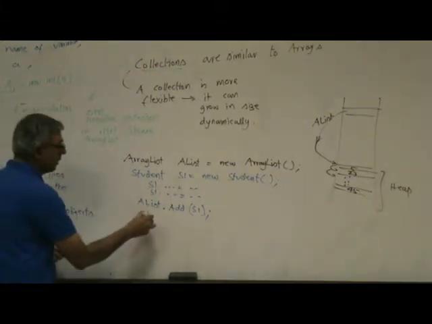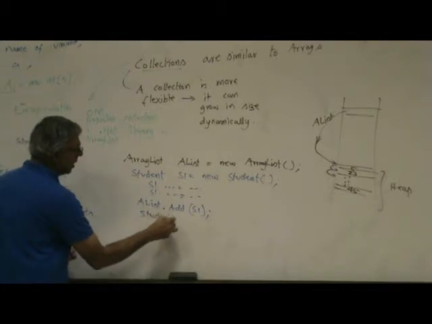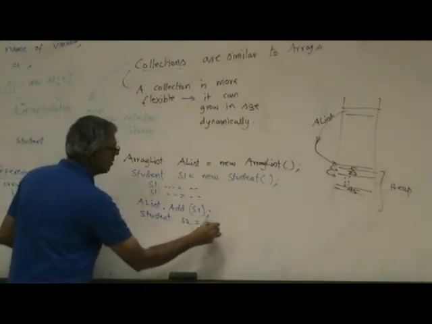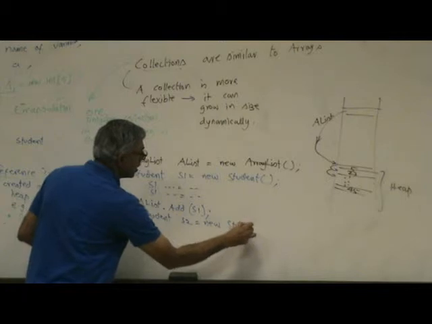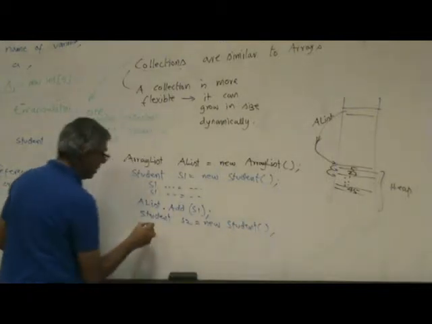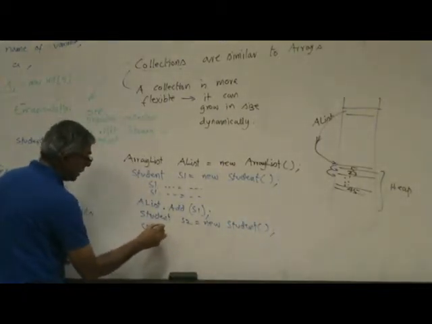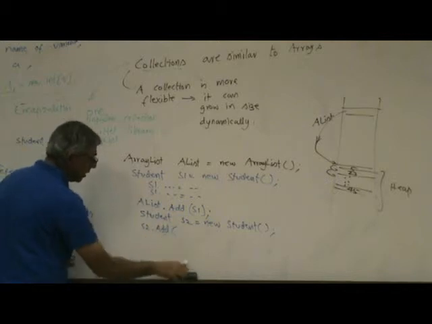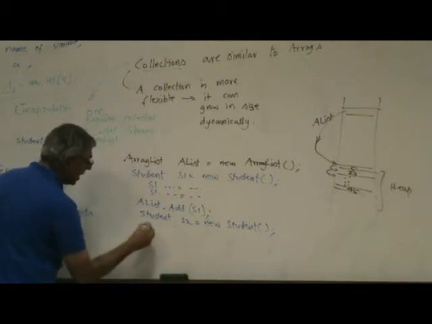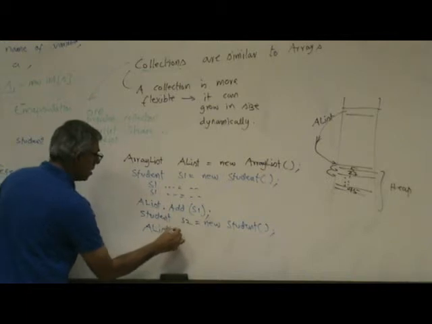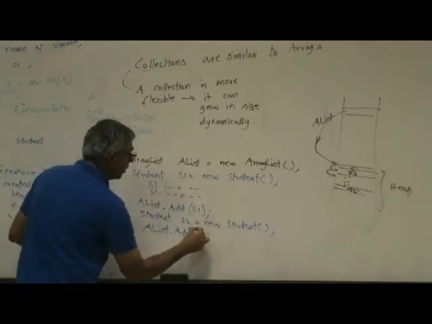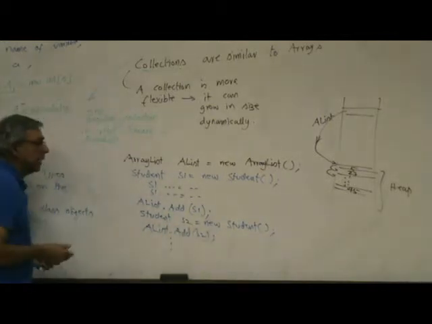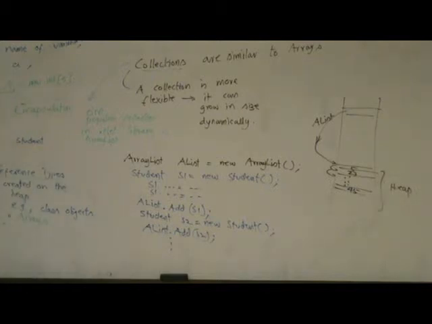Very similarly, if you created another student, s2 equal to new Student, you can do AList.add(s2). So you can add the second student to the list. Don't we give a type for an ArrayList here?